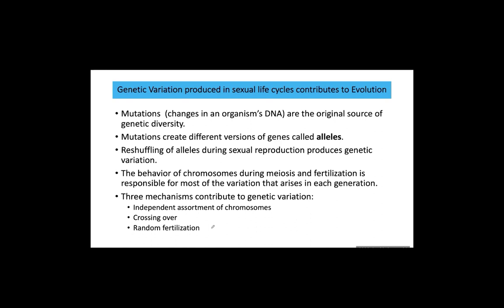The behavior of chromosomes during meiosis and fertilization is responsible for most of the variation that arises in each generation. So 3 mechanisms contribute to produce genetic variability. One is independent assortment of chromosomes. Do you remember? A pair of homologous chromosomes, their positions can be shuffled, okay? Therefore, each daughter cell has a different combination of a set of homologous chromosomes.